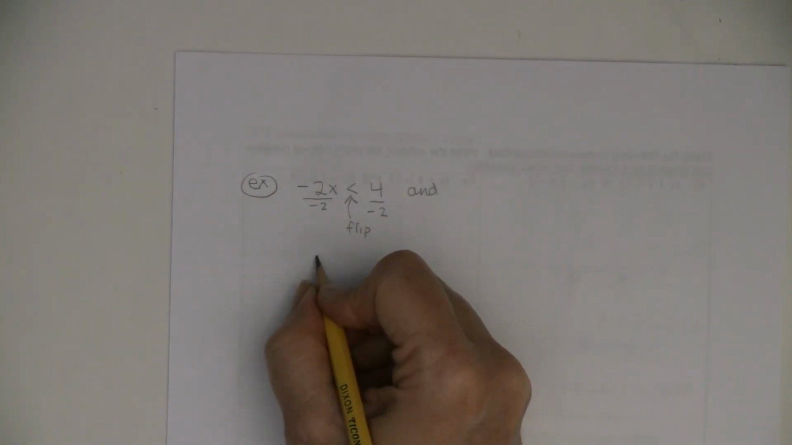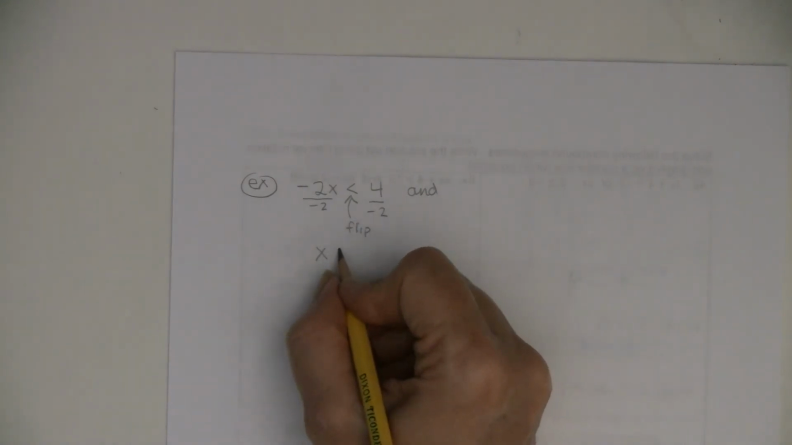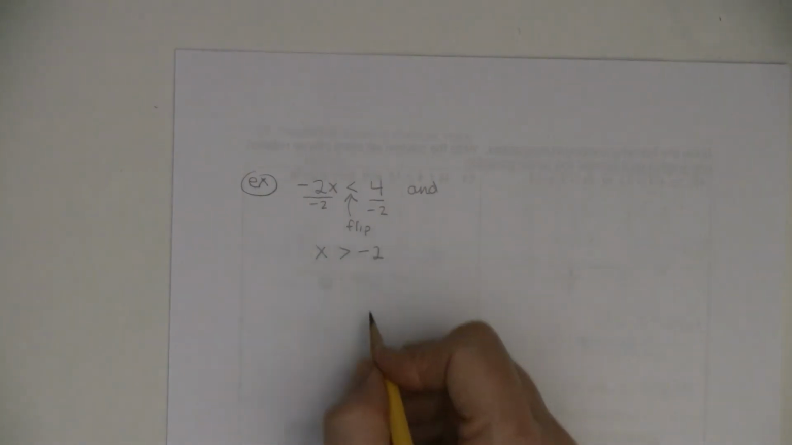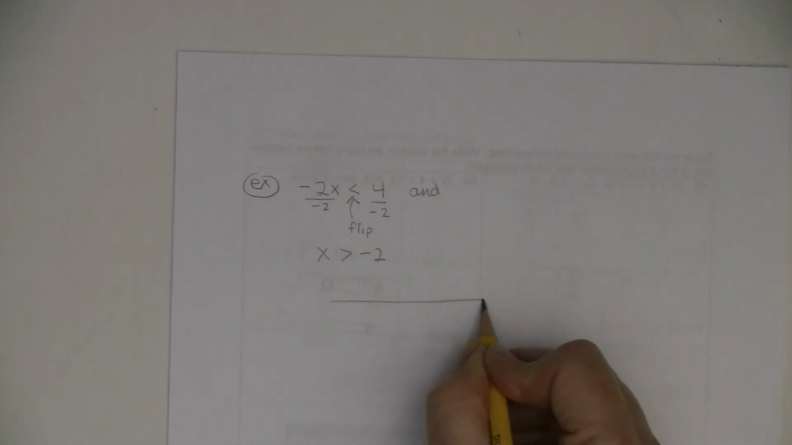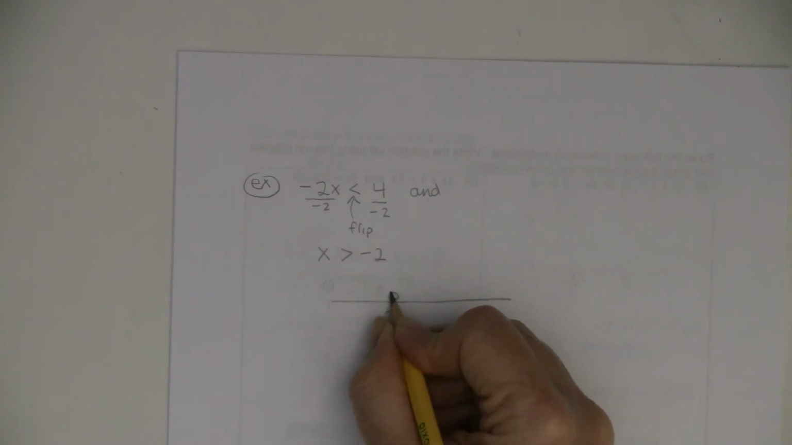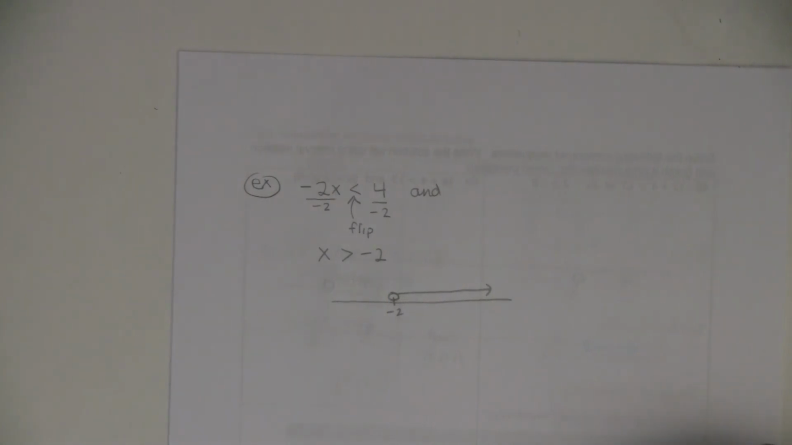I know that we haven't done that since chapter 1. So if you want to go watch some videos on that made by your textbook, they're in chapter 1. So this is x is greater than -2. And I'm going to go ahead and put that on my number line. Okay, and so we're going to do another one and see how we do on it.